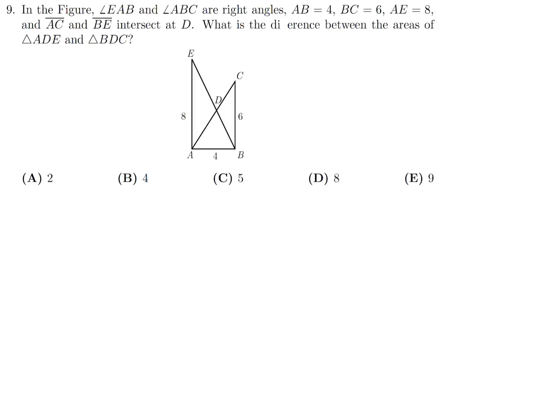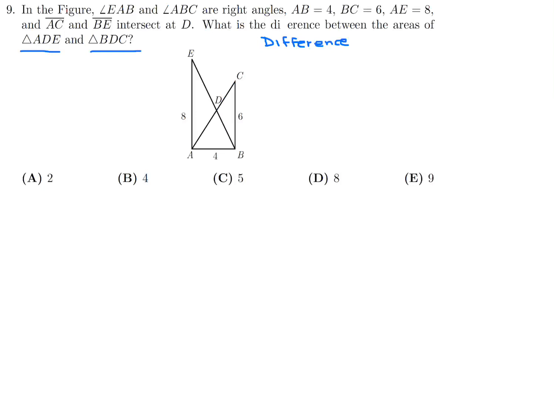In the figure, EAB and ABC are right angles. AB is 4, BC is 6, AE is 8, and AC and BE intersect at D. What is the difference between the areas of ADE and BDC? So in this diagram, let's concentrate on the 2 triangles, but they want you to figure out the difference between the areas of these 2, right? ADE, right here, and BDC, which is right here.